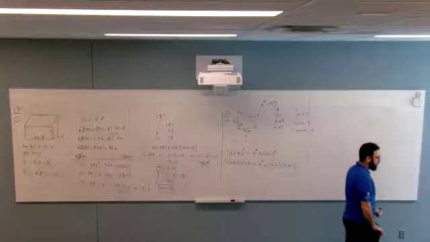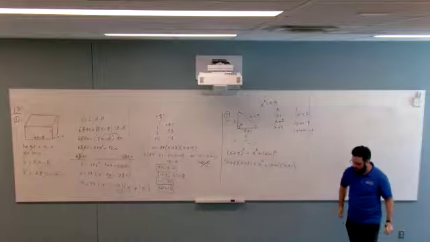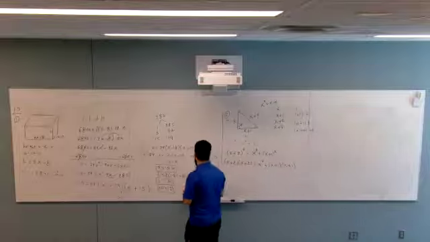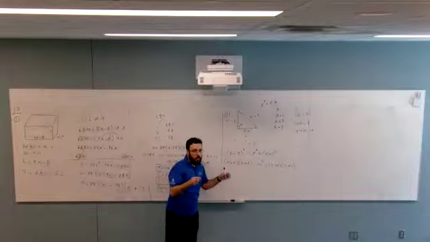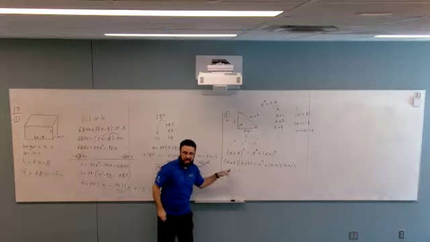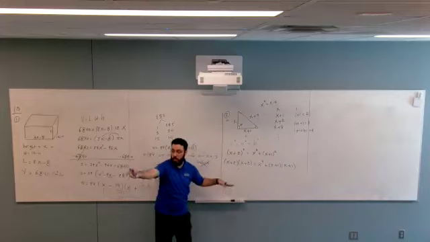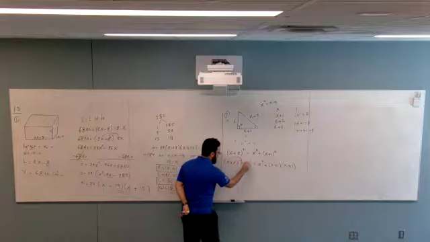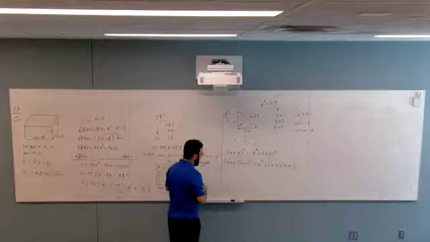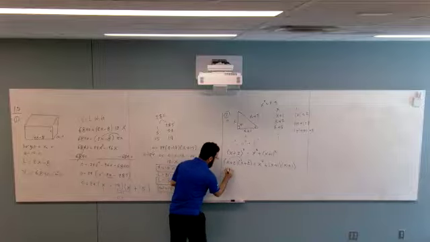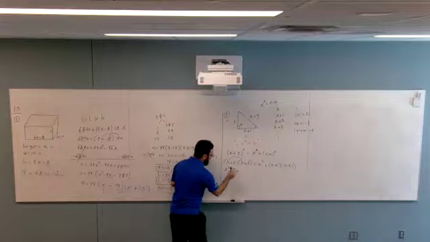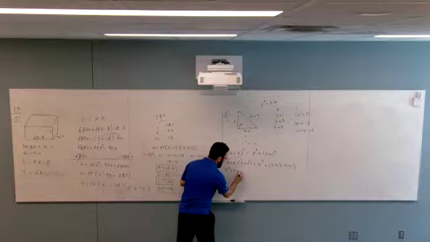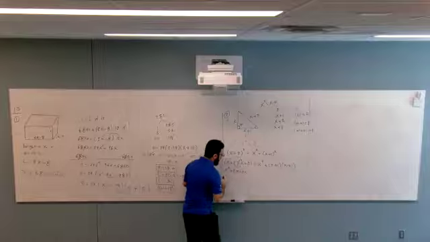FOIL, because I need to unite all the x's, and then I'm going to set it equal to 0. So x times x, x times 2, that's how we're going to FOIL. x times x is x squared. x times 2 is 2x. 2 times x, and 2 times 2.